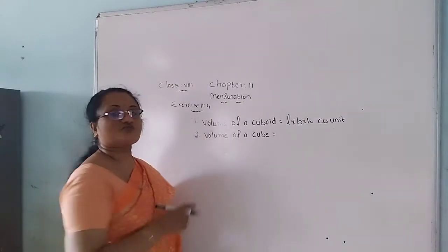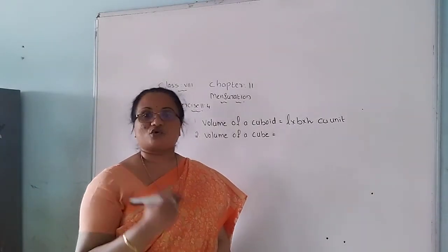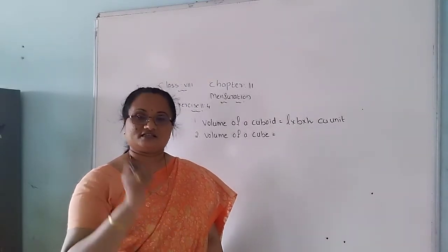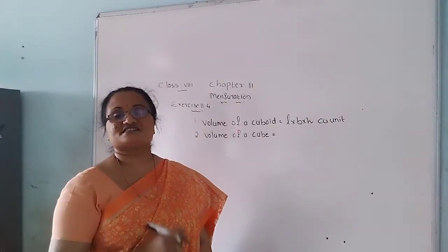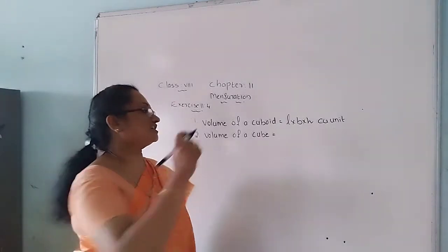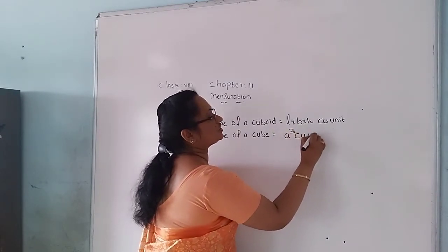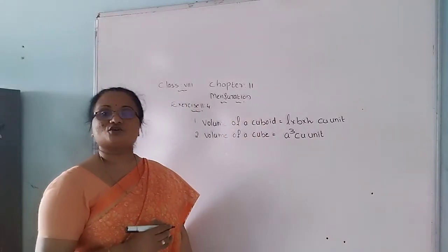Next, the volume of a cube. In a cube, each face is a square. The speciality of a square is that all sides are equal. That's why the side value is multiplied 3 times. So the formula becomes a cube, in cubic units, for finding the volume of a cube.